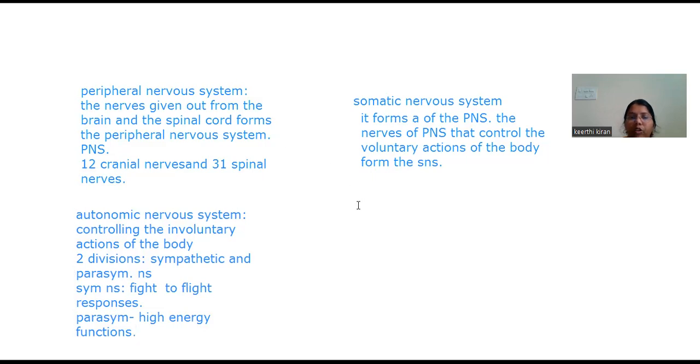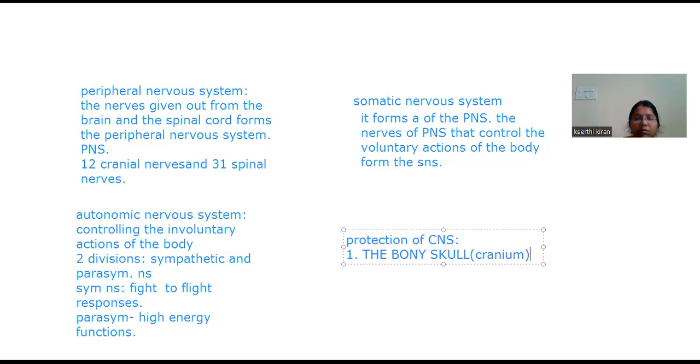Next is the protection of the CNS. How are our brain and the spinal cord protected? The first thing is the bony skull. The skull is very, very hard, and it is called the cranium. There are 12 cranial bones.